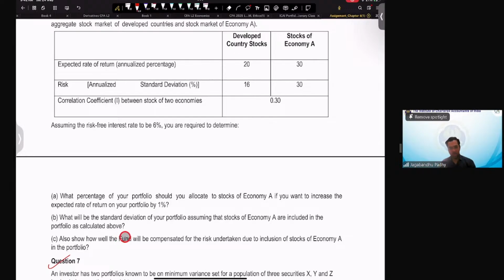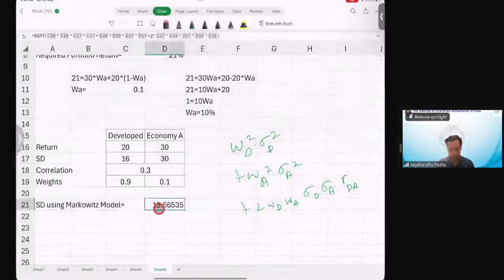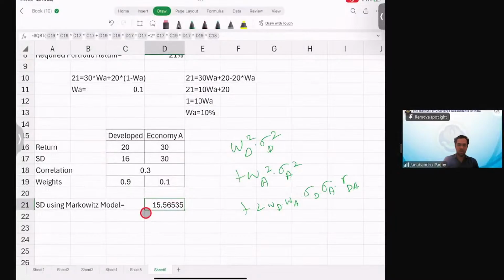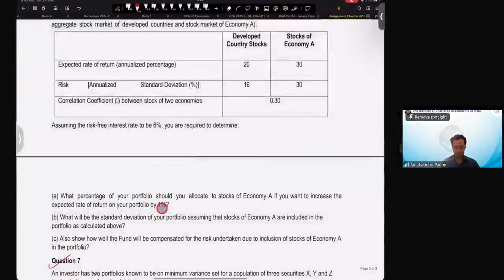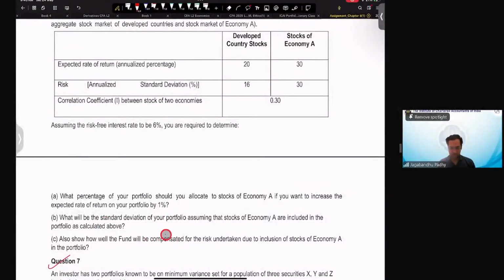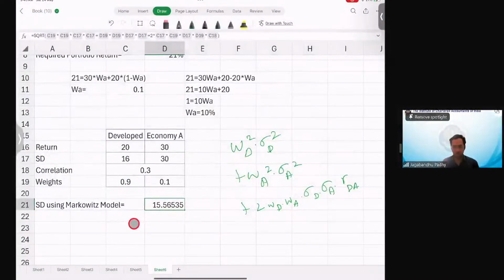Also show how well the fund will compensate for the risk undertaken due to the inclusion of stocks of economy A in the portfolio. Of course, when we have included the stocks of economy A in our portfolio, we are finding that the standard deviation has also reduced, because originally when you were investing in just the developed economy, you had a standard deviation of 16. When you're combining economy A with your portfolio, you have the standard deviation to be 15.56. Right? So risk undertaken is going to be reduced for a better return over here. So effective portfolio management happens.